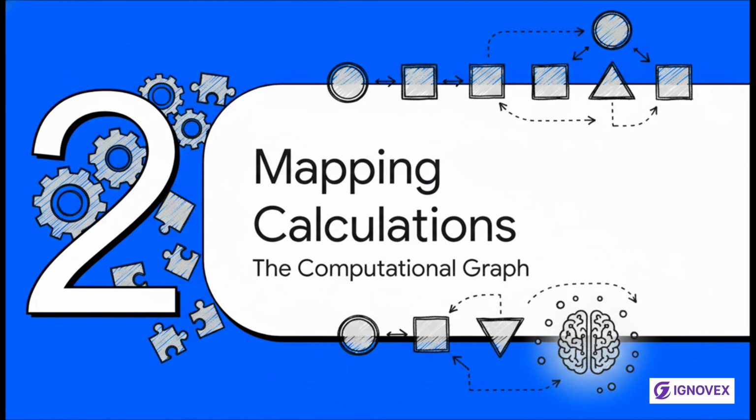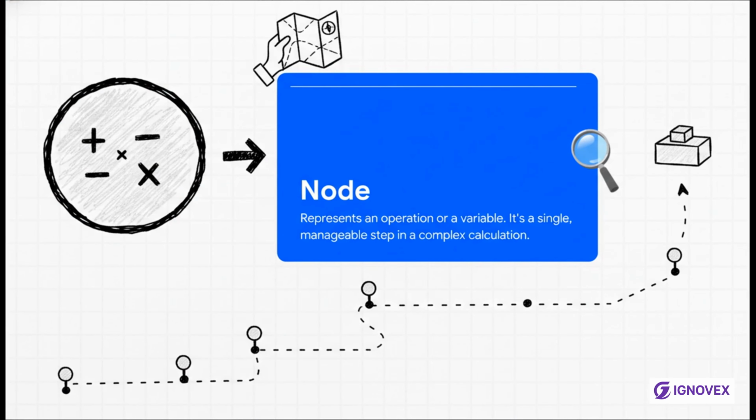So, what's the solution? Well, instead of trying to wrestle with this one gigantic, messy equation, we map it out. We break the whole thing down into a simple visual structure. And that is our computational graph. Okay, so the first building block of our map is called a node. Just think of a node as one single landmark on our journey. It could be a piece of data, like a variable x, or it could be a simple action, like addition. Each node is just one tiny, super manageable step in a huge process.